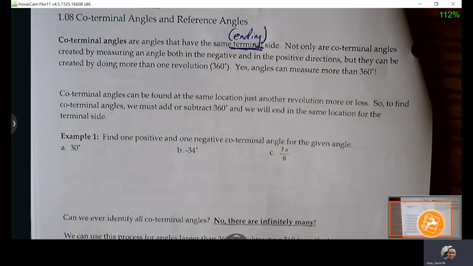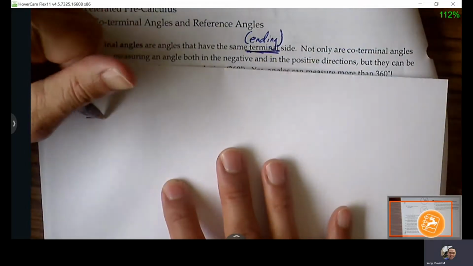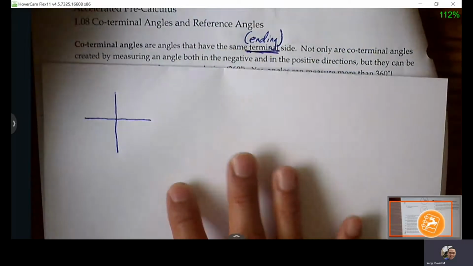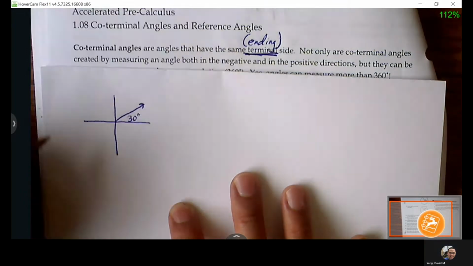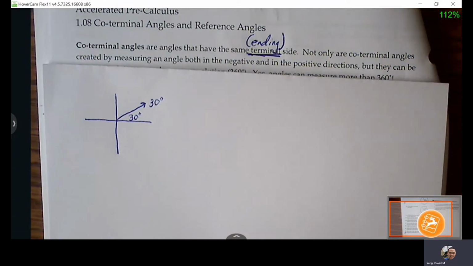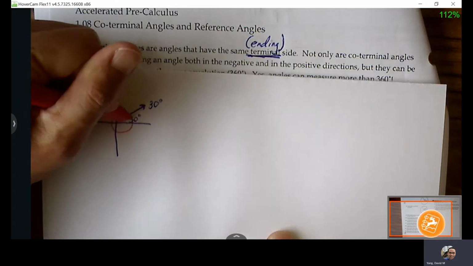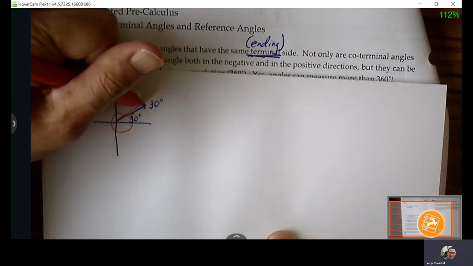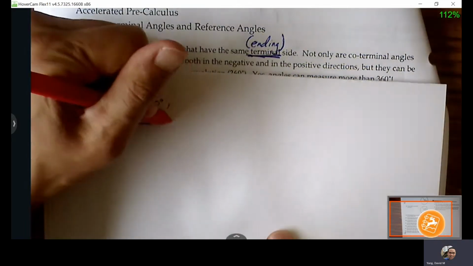So here's a quick example of a coterminal angle. So let's say I have an angle that's measuring 30 degrees. If I take that terminal side and rotate it one more time around the circle, then I'm back to where I started. It's the same terminal side, but it's a different angle because I added 360 to it.